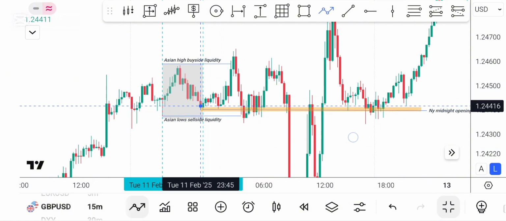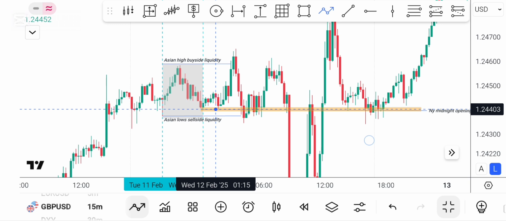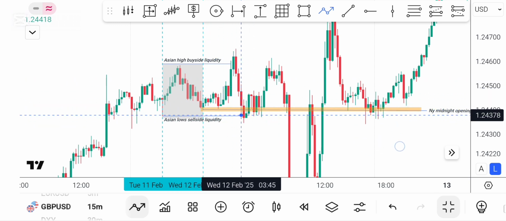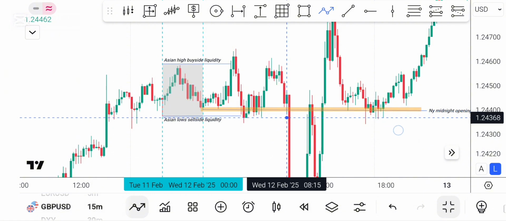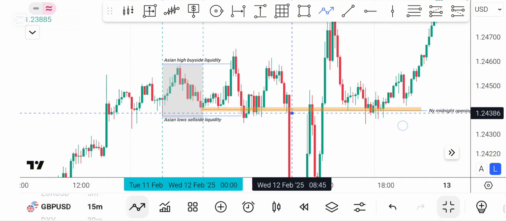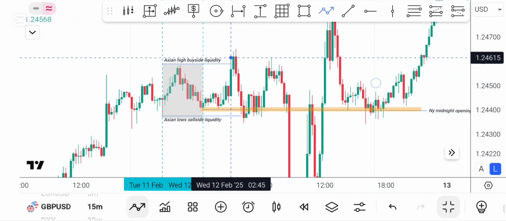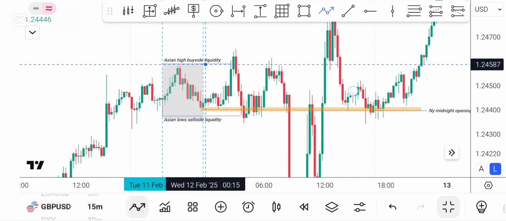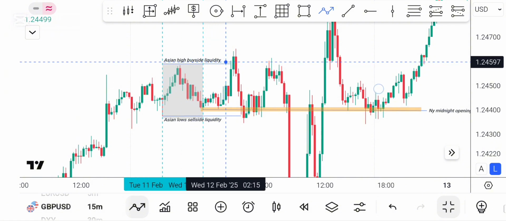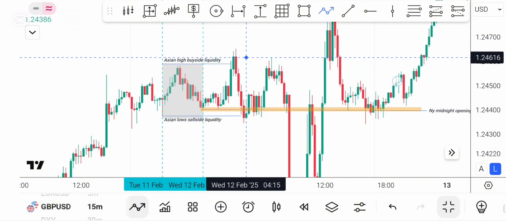And I also say that you can buy at or below the midnight opening price, and you can sell at or above the midnight opening price. You can sell below also. You've seen me do that. So look at what happened. The market opened, and then we saw price trade above the Asian highs, taking all the Asian highs buy side liquidity, and then a shift in market structure occurred here.